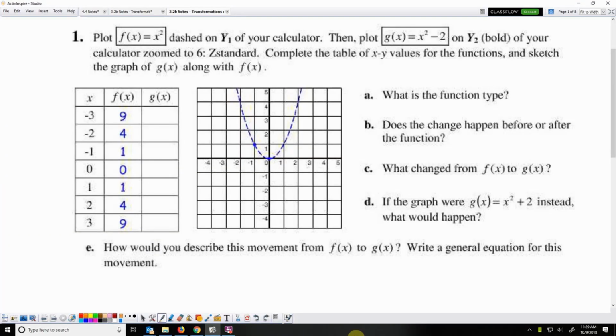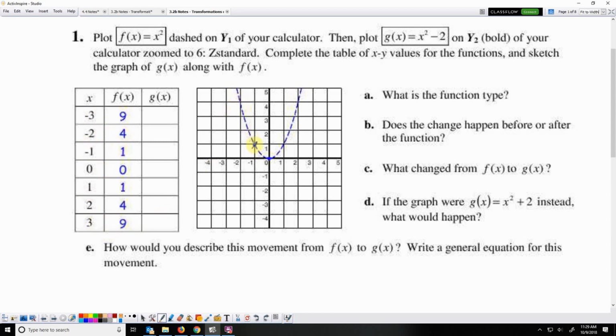Today we're going to talk about transformations of functions. So we're going to go through a handful of different functions and see what happens when we add, subtract, multiply, or divide those functions. So here we've got f of x equals x squared. So here's my x values, and if I square them, these are my y values, or my outputs. So negative 3 squared is 9, negative 2 squared is 4, negative 1 squared is 1, and so on.